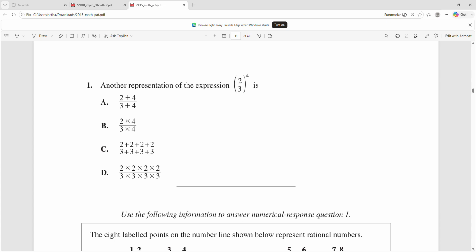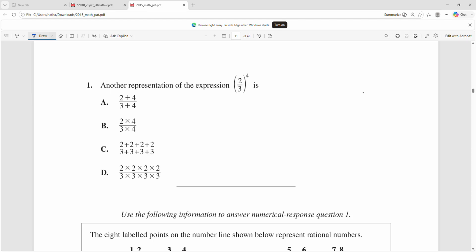Okay, here we go. 2015 PAT. Gonna be going sort of quick through it, as quick as I can anyway. And again, just pause, rewind as needed. All right, question number one.